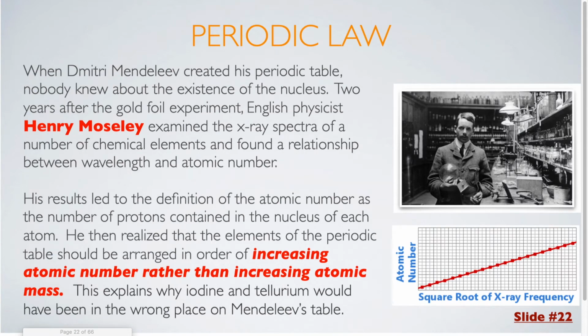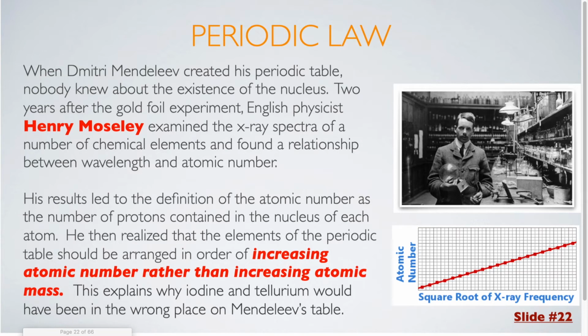When Dmitry Mendeleev created his periodic table, nobody knew about the existence of the nucleus. Two years after the gold foil experiment, English physicist Henry Moseley examined the X-ray spectra of a number of chemical elements and found a relationship between wavelength and atomic number. His results led to the definition of the atomic number as the number of protons contained in the nucleus of each atom. He then realized that the elements of the periodic table should be arranged in order of increasing atomic number rather than increasing atomic mass.